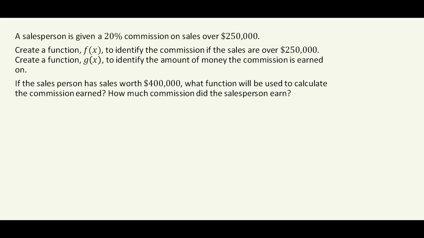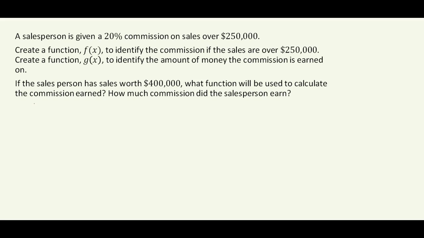So a salesperson is given a 20% commission on sales over 250,000. Create a function f of x to identify the commission if the sales are over 250,000. And we create a function g of x to identify the amount of money the commission is earned on.